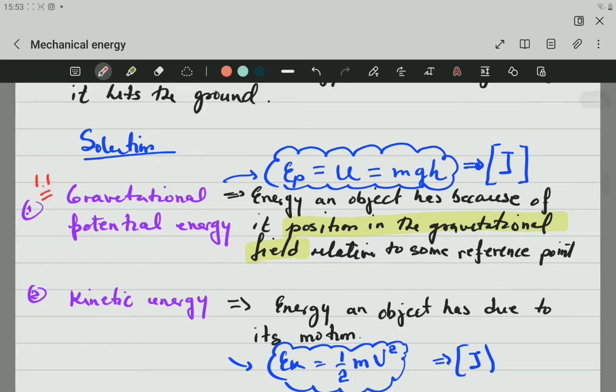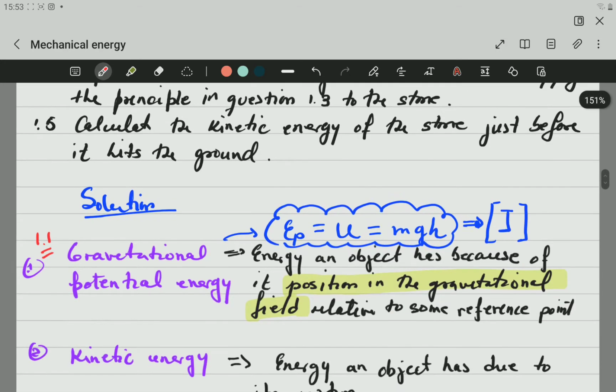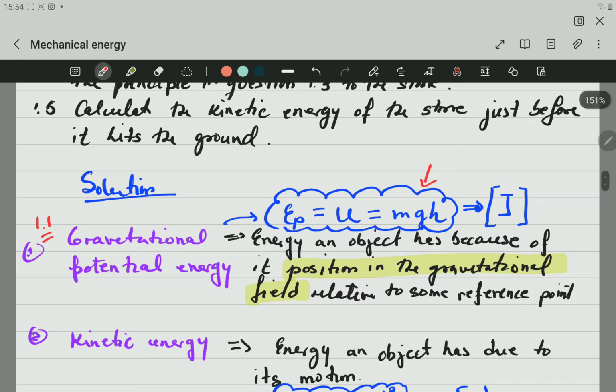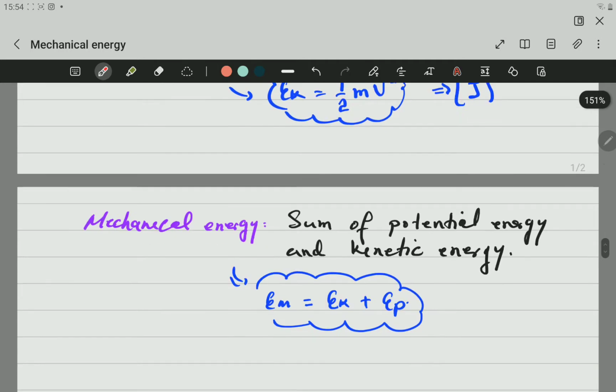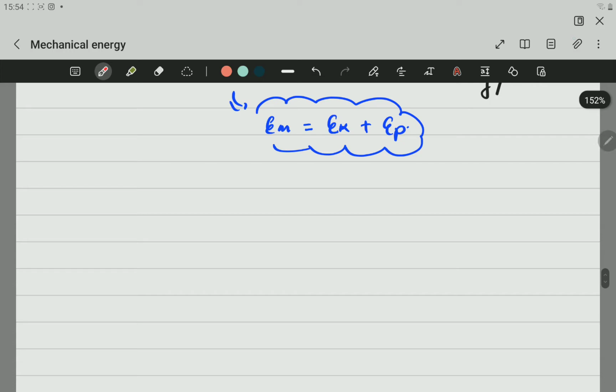Okay, now in 1.2 they say calculate that energy. So here is the formula. We're going to use that formula to calculate the gravitational potential energy at the top of the cliff. So here we are at 1.2, and now potential energy is equal to the product of mass, acceleration due to gravity, and height. The mass is 1.5 kilograms.